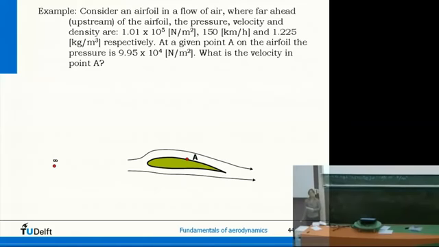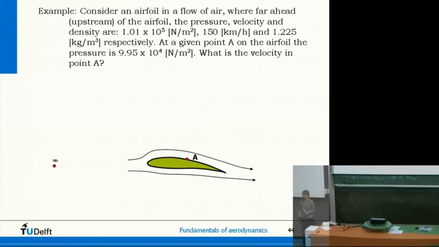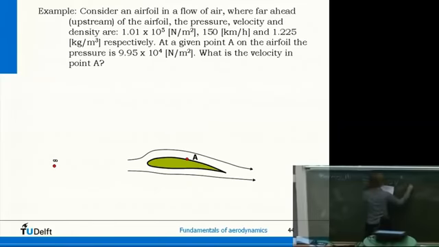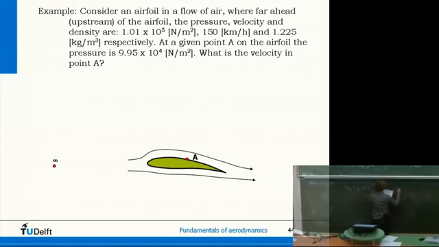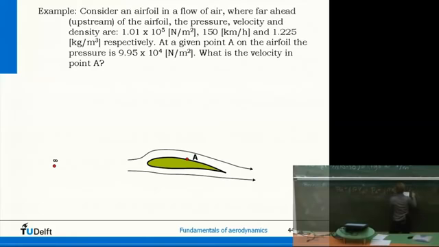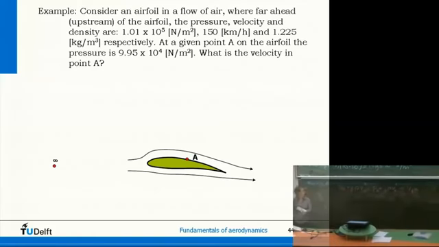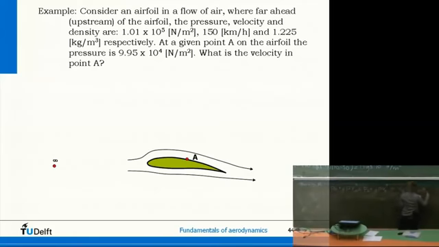Well, and then the first question you should ask yourself, Bernoulli, from where to where? Well, that's trivial, right? From infinity to A. So P infinity plus half rho V infinity squared is equal to PA plus half rho VA squared. We're looking for VA. So that one is equal to P infinity minus PA divided by a half rho, plus half rho V infinity squared.